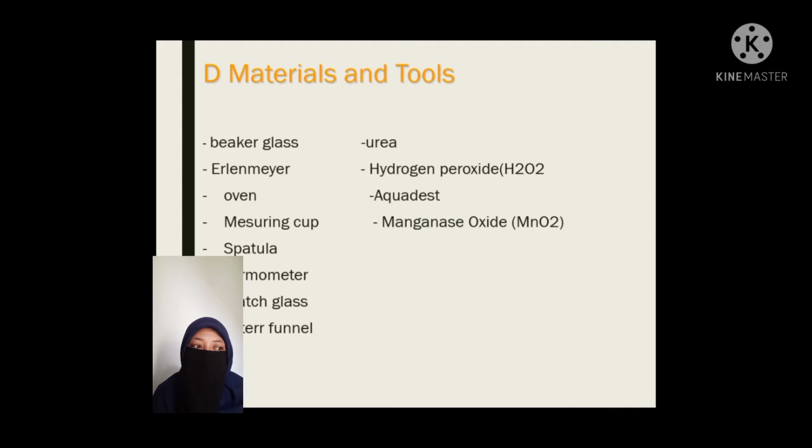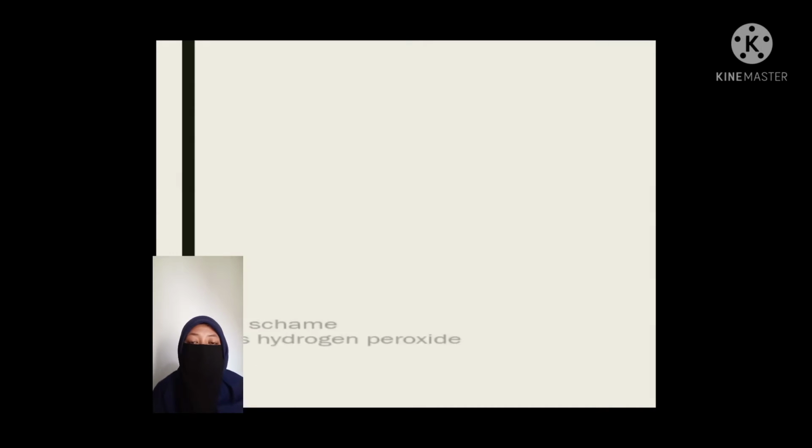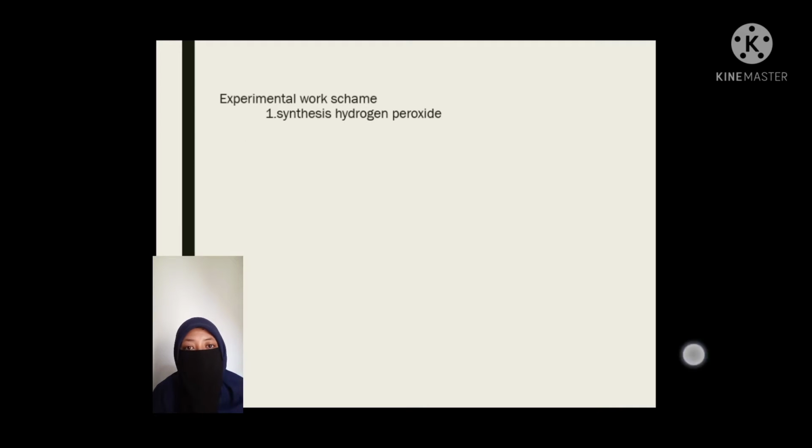Okay, next to materials and tools. Tools: beaker glass, petri dish, oven, measuring cup, spatula, thermometer, watch glass, filter. Materials: urea, hydrogen peroxide, aqueous solution, manganese oxide. Okay, next to the experiment work scheme.